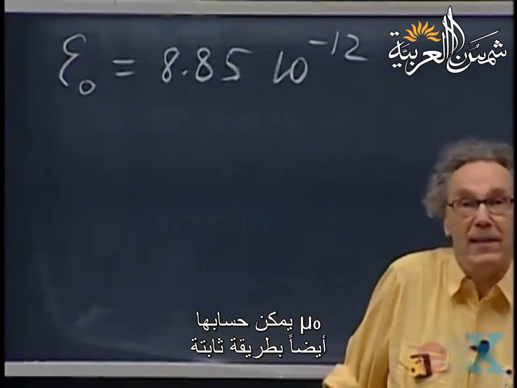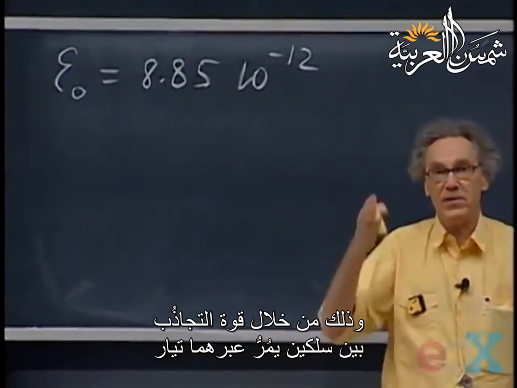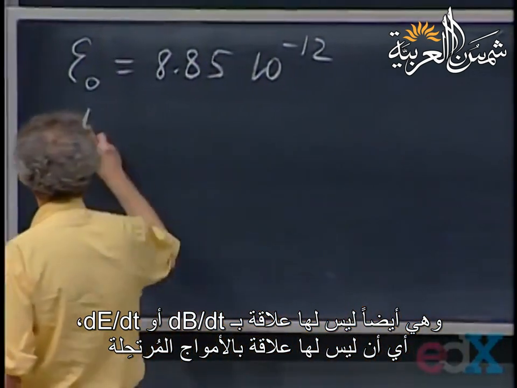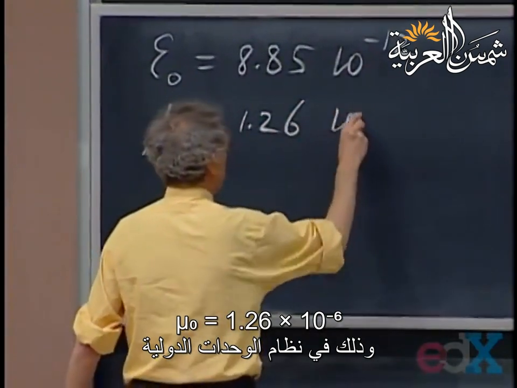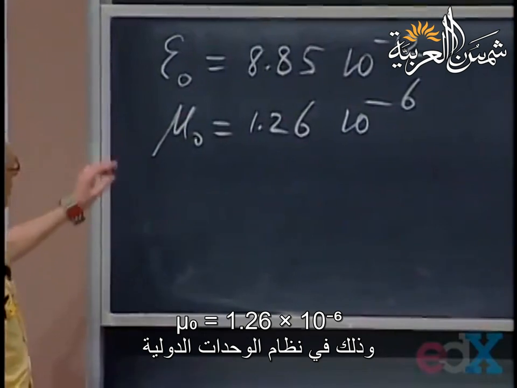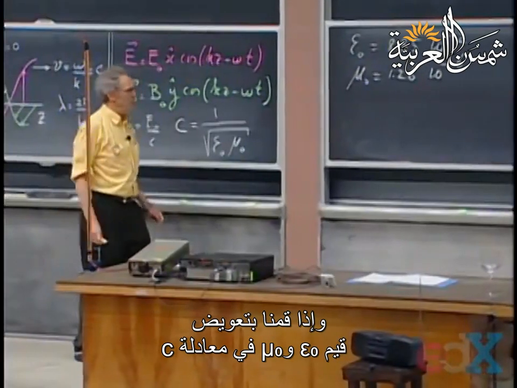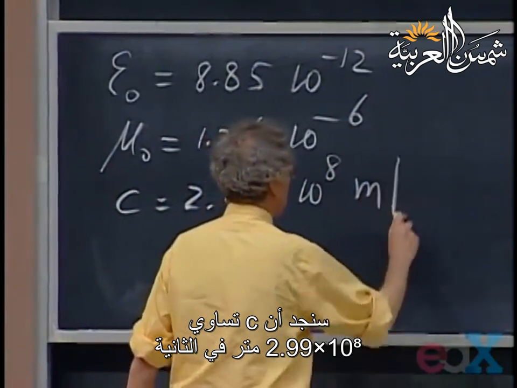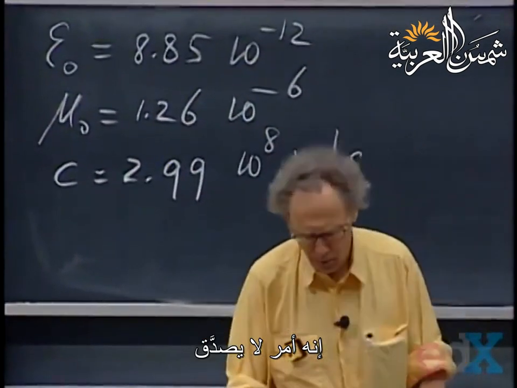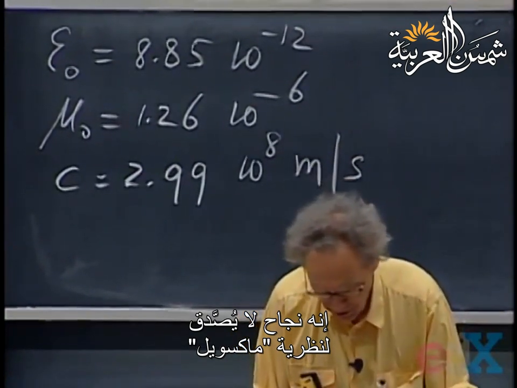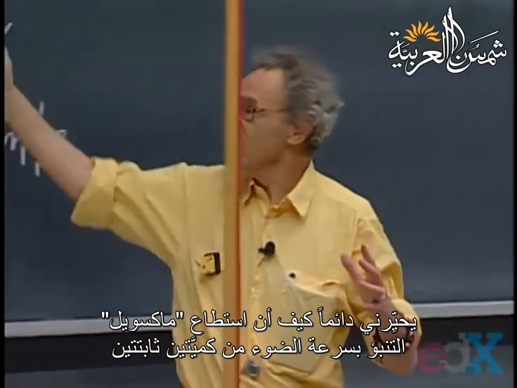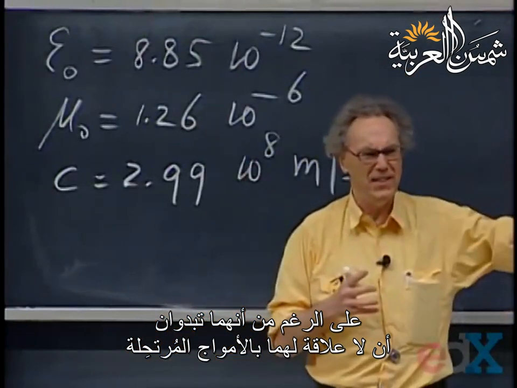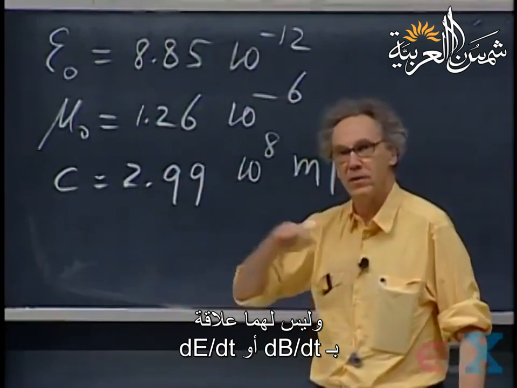Mu zero is equally static, can be measured from the force at which two wires through which you run a current attract each other. No dB/dt, no dE/dt, has nothing to do with electromagnetic waves. Mu zero is about 1.26 times 10 to the minus 6 in SI units. And if you multiply them and substitute them in this equation, you'll find that c equals 2.99 times 10 to the 8 meters per second. Unbelievable. What a success for that theory. It always baffles me how two quantities so static and seemingly so unrelated to moving waves with dB/dts and dE/dts all over the place, how they can predict the speed of light.